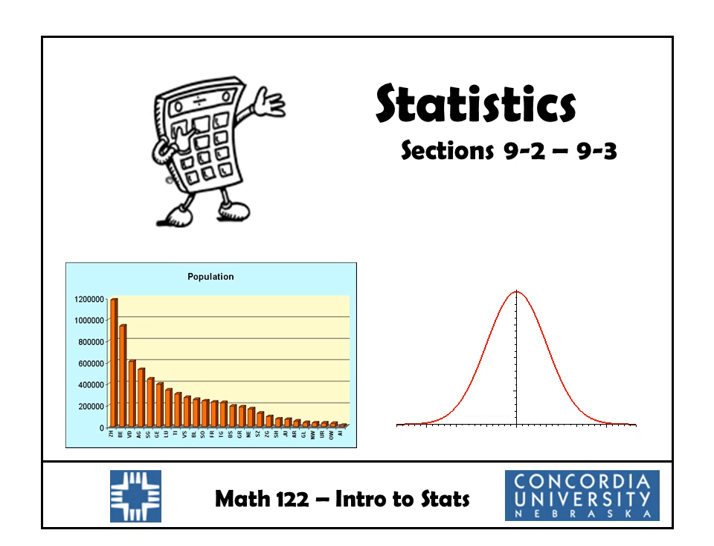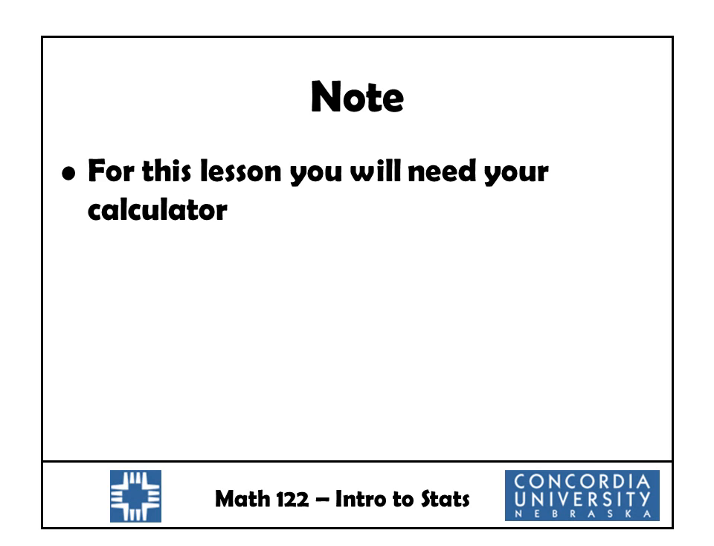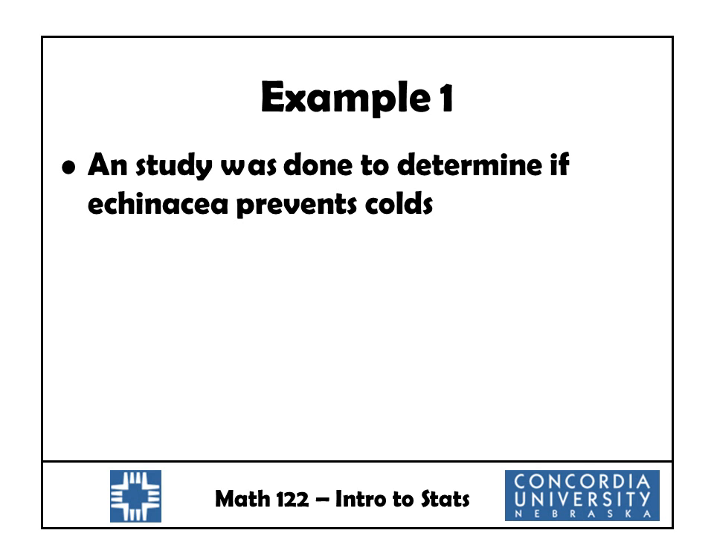In chapter 8 we talked about testing claims about a single population proportion or a single population mean. In this section we're going to look at cases where we are comparing proportions or means from two different populations. So for this lesson you're going to need your calculator. Let's look at this first example.